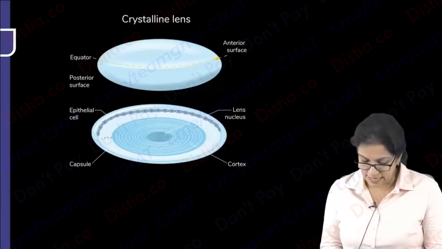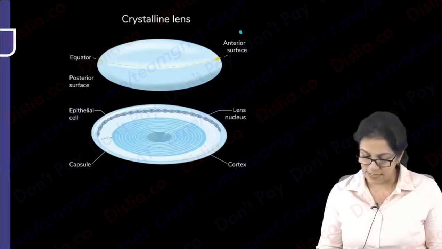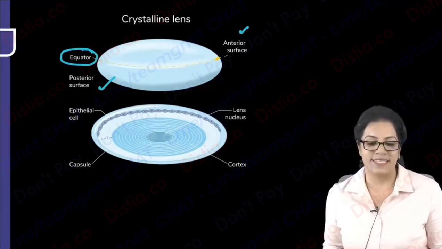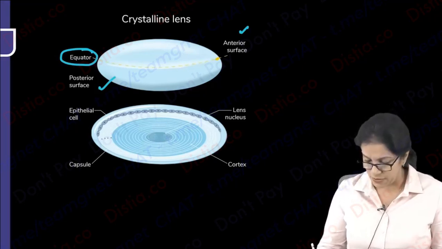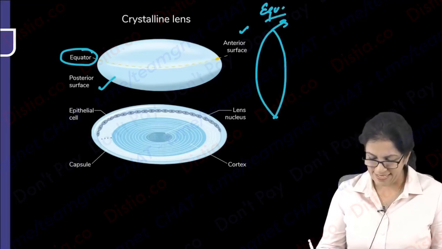Let us look at this slide. This will make things absolutely clear to you: what is the equator of the lens. If this is the anterior surface and this is the posterior surface, the plane where they are meeting is called the equator of the lens. Correct? So if you are drawing the lens like this, this becomes the equator of the lens, right?